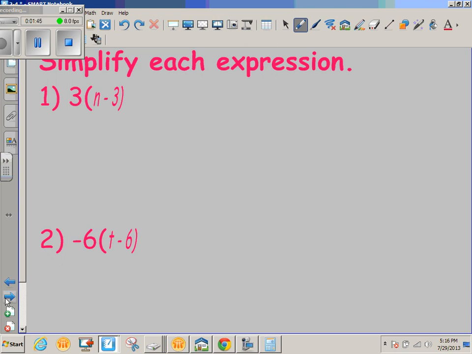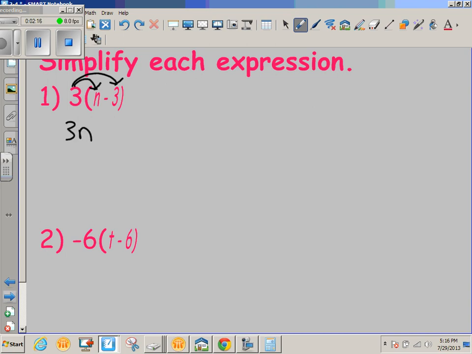In other words, on example number 1, can I combine the n with the negative 3? The answer to that question, of course, is no. I cannot combine n and negative 3 because those terms are not alike. So if I can't then combine the terms, the next step is to distribute the 3, which is outside of the parentheses. I like to use an arrow to remind myself to multiply the 3 by the n and by the negative 3. So we have 3 times n, which is 3n.